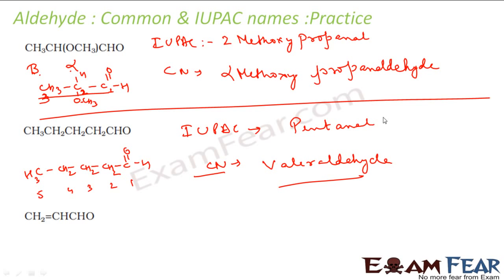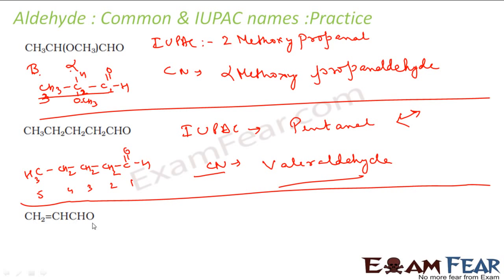That's why there is no such concrete rule for common name. You have to remember some of them, but IUPAC name actually you don't have to remember. Just if you know the logic, you can find the IUPAC name. Let's take this example. We draw the structure first. If you draw the structure, you can easily make out the compound.